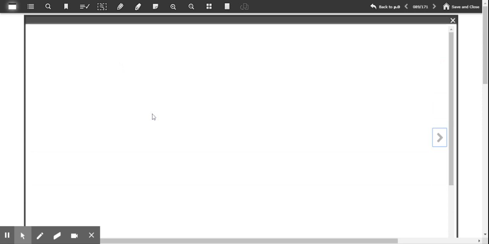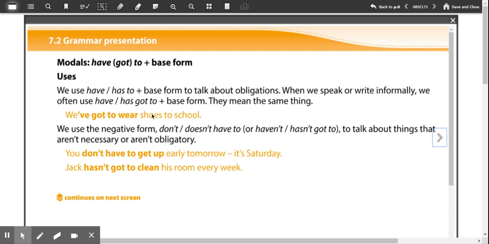So we have the modal have got to or have to plus a verb, plus any verb in the base form. Why do we use it or how do we use this? We use have or has to plus a verb to talk about obligation. So today we're going to talk about expressions that help us say or receive obligations.